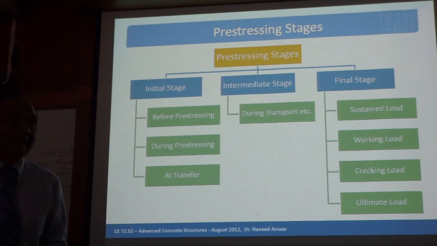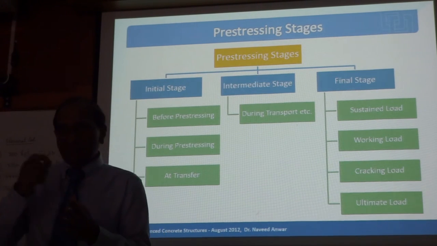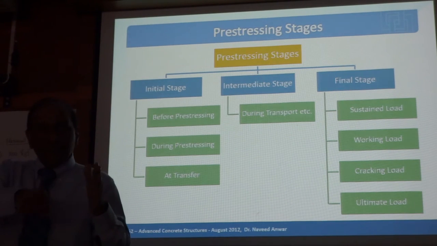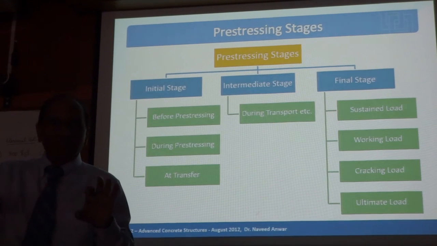So that is called the anchorage loss. The first thing that happens is that as soon as the first stage begins, when you pull it, there's a friction between the cable and the duct. So there will be some friction.